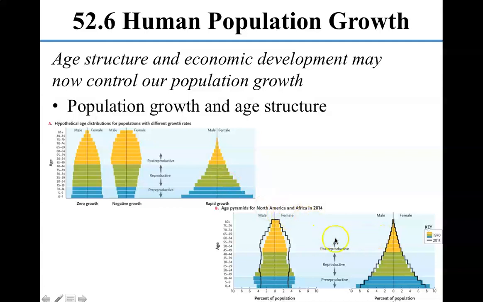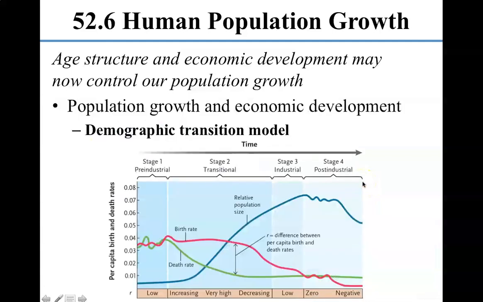All right, so this is the same data, just in real time. This is North America, and this is Africa in 2014. Cool. All right, so why do we see these differences in growth rate and age distributions and so on? Well, that attempts to be answered by the demographic transition model.